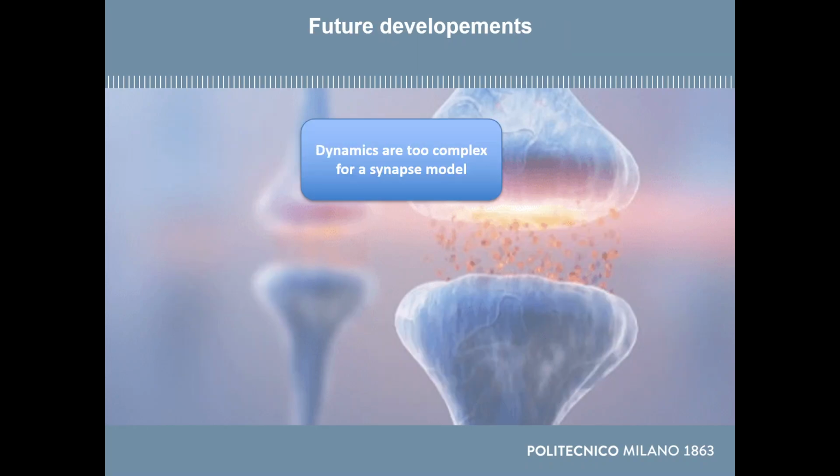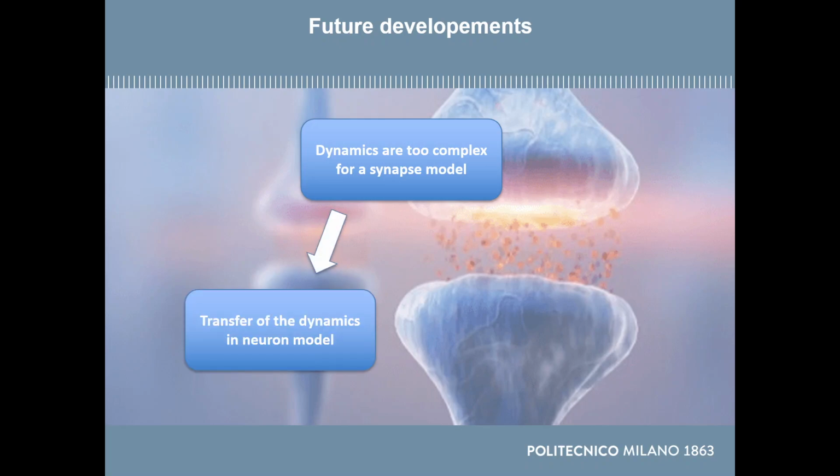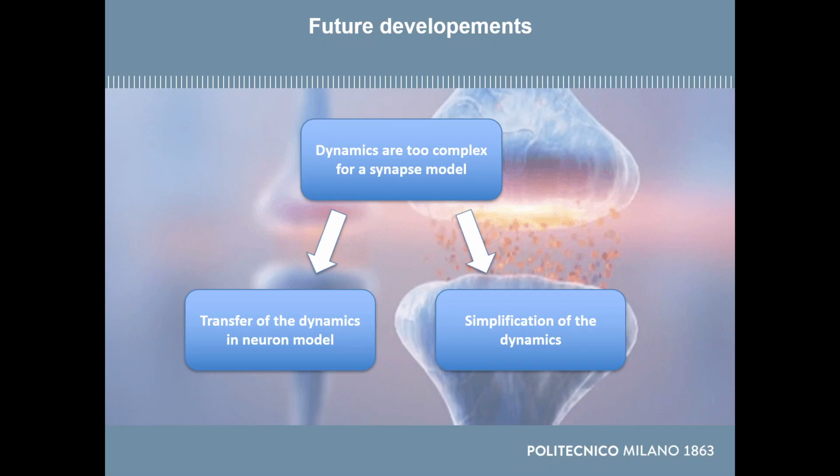In conclusion, at the state of the art, NEST is not able to manage such complex dynamics in a synapse model. A cooperation between the synapse model and the neuron one, or a simplification in the modeling dynamics, could help in coping with the computational power available.